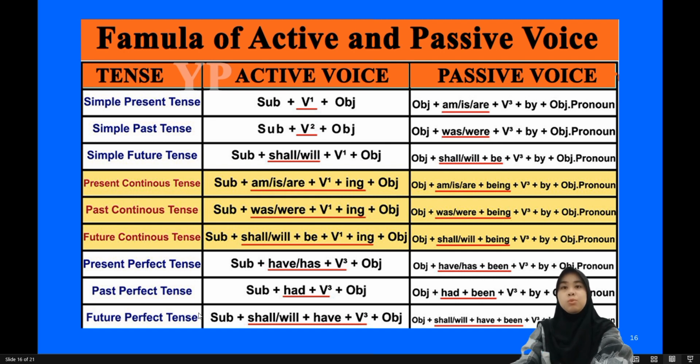Past perfect tense, we use had plus verb 3. In the passive voice, we use had plus been. And then future perfect tense, we use shall or will plus have plus verb 3. And like this too, in passive we use been.